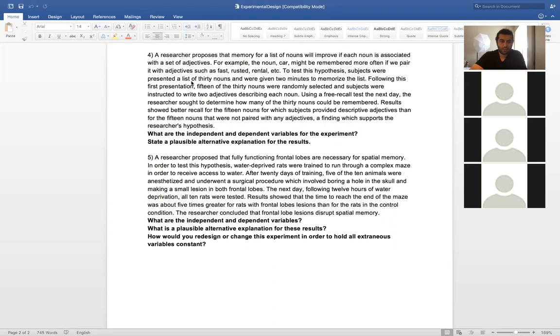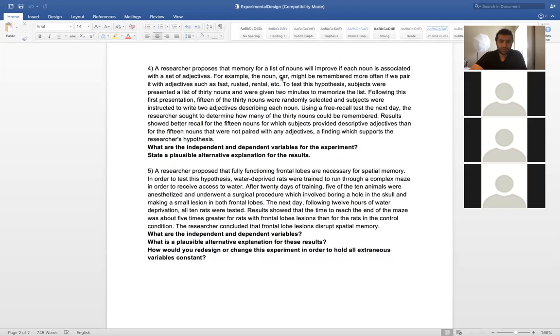So for number 4, a researcher proposed that memory for a list of nouns will be improved if each noun is associated with a set of adjectives. For example, the noun car might be remembered more often if we pair it with adjectives such as fast, rusted, rental, and etc. To test this hypothesis, subjects were presented a list of 30 nouns and were given 2 minutes to memorize the list. Following this first presentation, 15 of the 30 nouns were randomly selected and subjects were instructed to write 2 adjectives describing each noun.